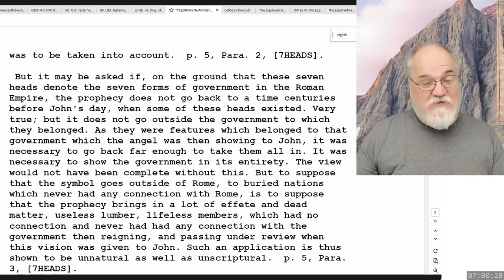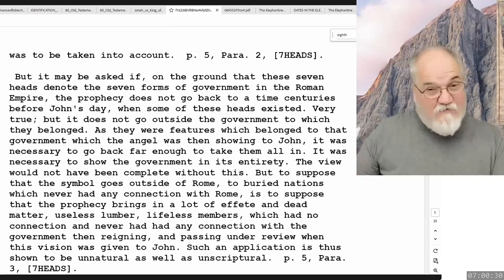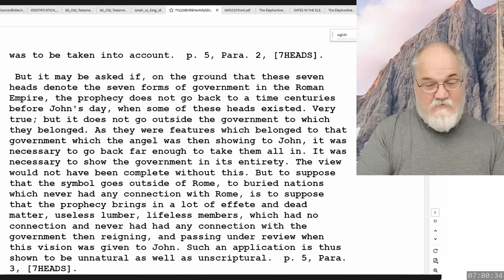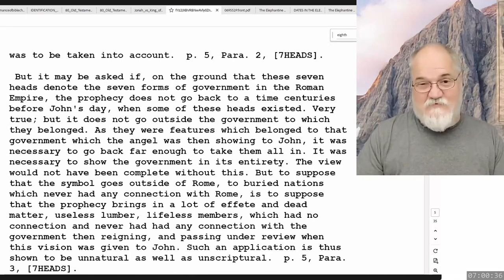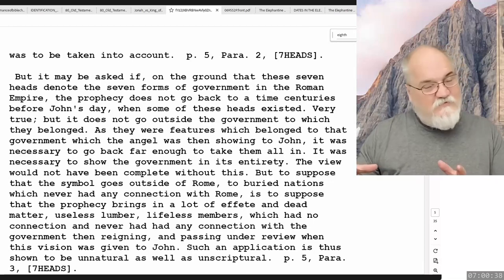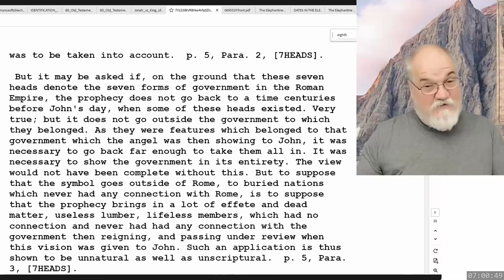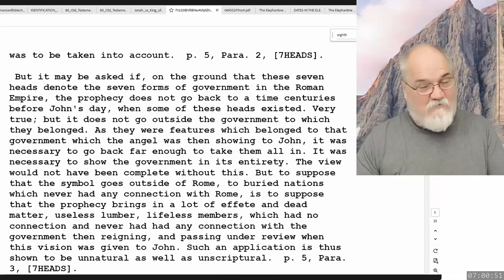So one thing we will see is we see the woman herself goes back to Babylon. Right? We can agree with that. Even though this is Rome, Rome has inherited something from Babylon. It's even inherited the title Babylon, right, in Revelation 17.